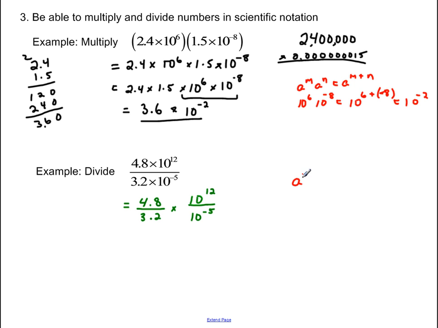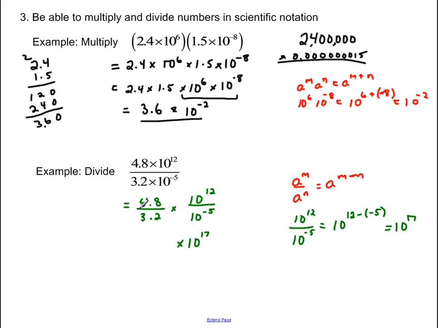We're using the rule that says a to the m divided by a to the n is the same thing as a to the m minus n power, only in this case we've got 10 to the 12th divided by 10 to the negative 5. We don't divide the 10s as long as the bases match. We just subtract the exponents and make it 10 to the 12 minus negative 5, which is really the same thing as 12 plus 5. So that's 10 to the 17th. So we already have our exponentiated number for 10.